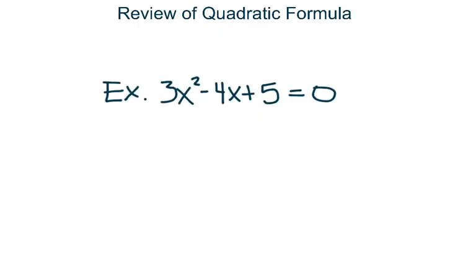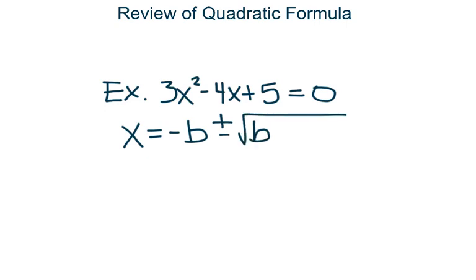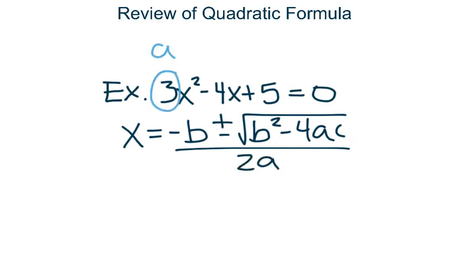Okay, let's do the quadratic formula real quickly. So this is when you do that really annoying song. X is equal to negative b plus and minus square root b squared minus 4ac all over 2a. So if you've forgotten, a is the number in front of x squared, b is the number in front of x, and c is the last number.